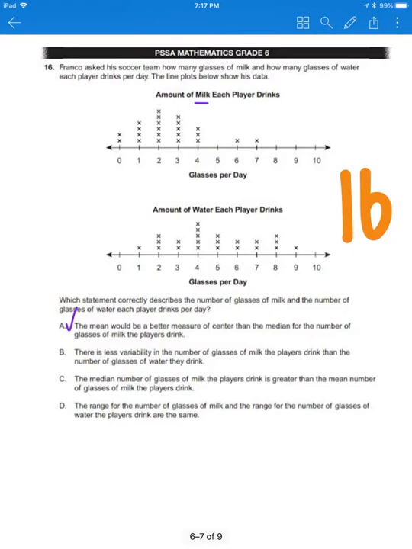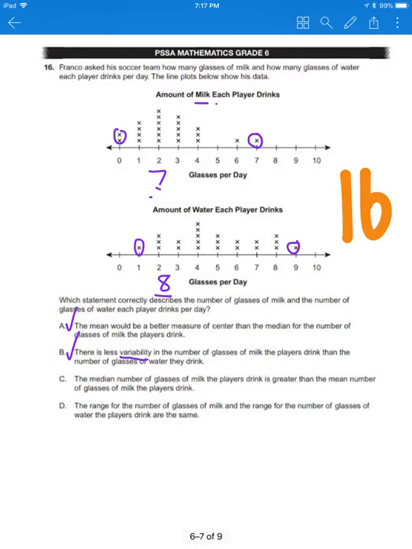B says there is less variability in the number of glasses of milk the players drink than the number of glasses of water they drink. Variability basically means how far apart are the numbers? So in glasses of milk each player drinks, if I find the range, remember, range is big minus little. 7 minus 0 is 7. Glasses of water, 9 minus 1 is 8. So that would be your variability. There's less variability in the number of glasses of milk. I do think there's less variability. There's more variability in the number of glasses of water. This one could be tricky because I'm thinking it could be B.